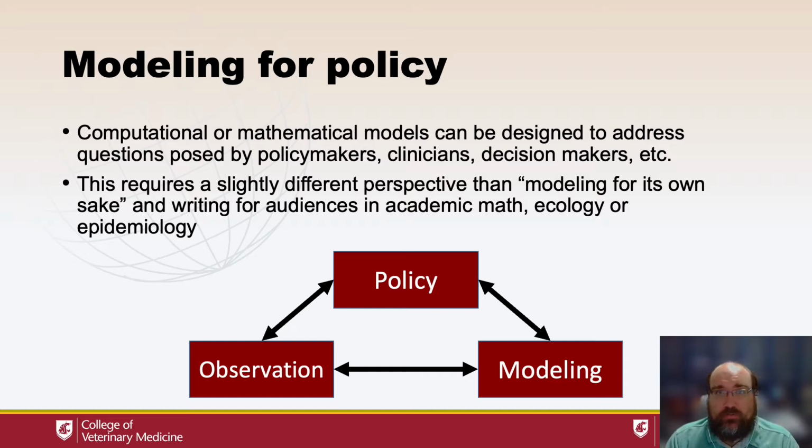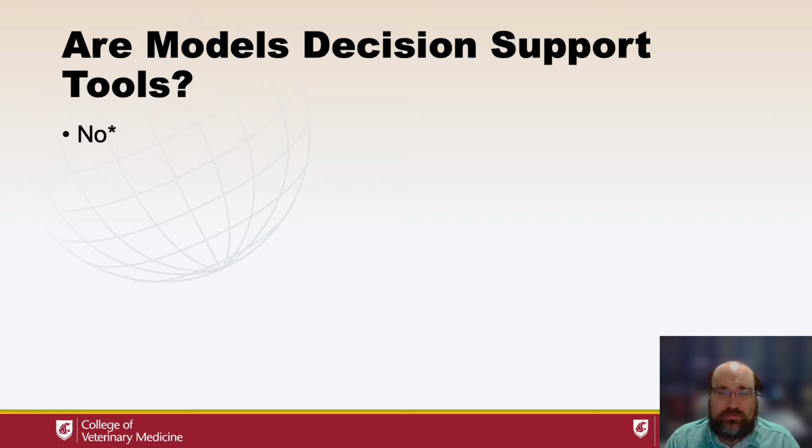What we're talking about is something where you have modeling tightly linked potentially with observational study or data or public health reports that are coming out. Both of those things are interacting very heavily with policy, and they're all helping inform each other in something close to real time. So the first question behind that is, are models decision support tools?